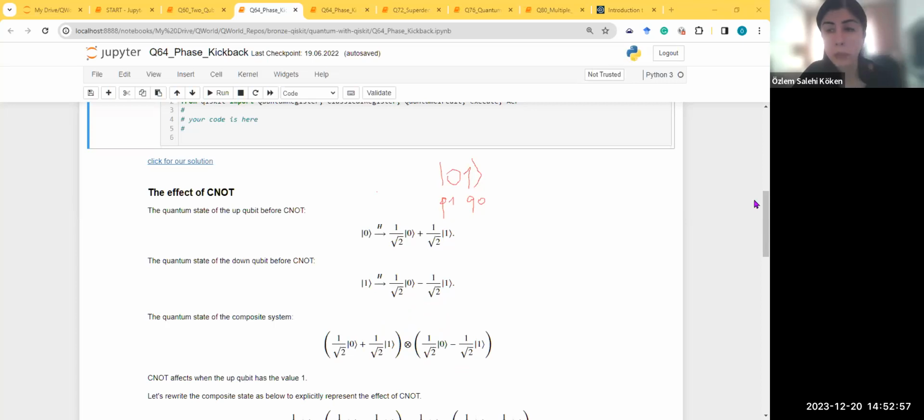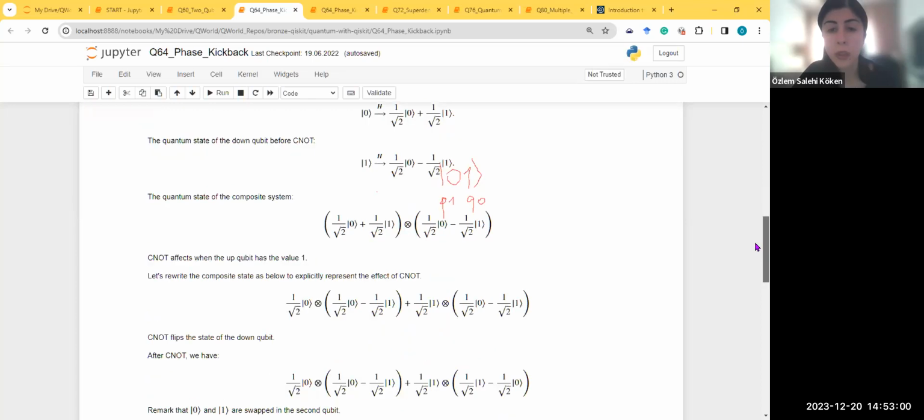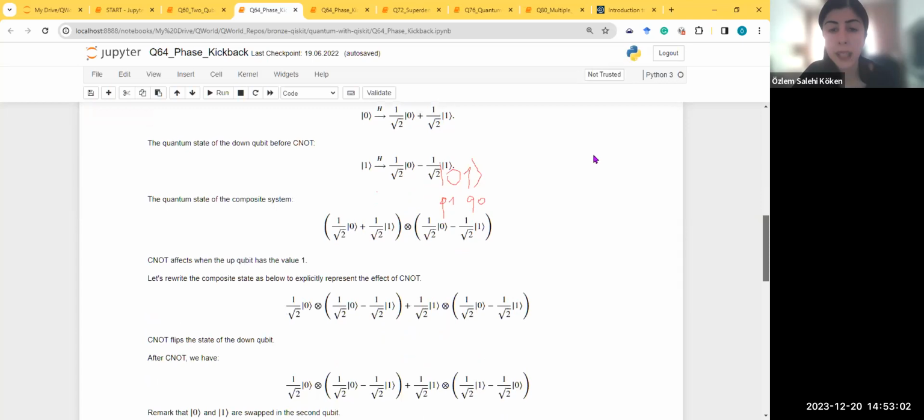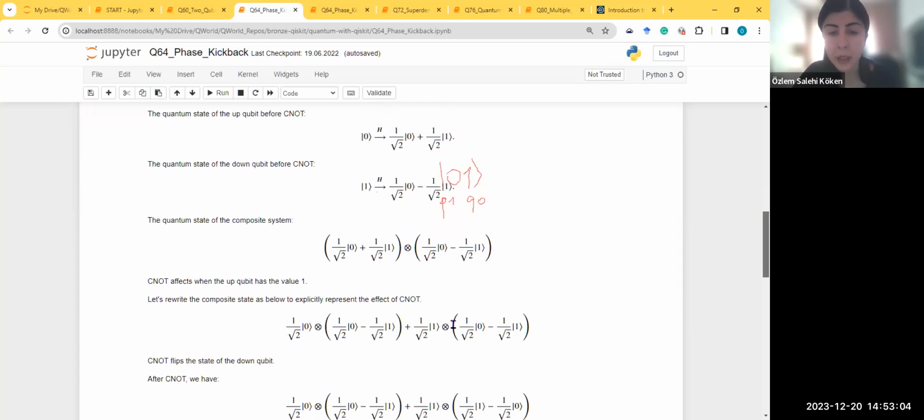Okay, then I'm moving down. Now let's just express this again so that we can apply CNOT easier. I am just moving from here to here. We are distributing this like it's 1 over square root of 2 |0> tensor this state plus 1 over square root of 2 |1> tensor this state.